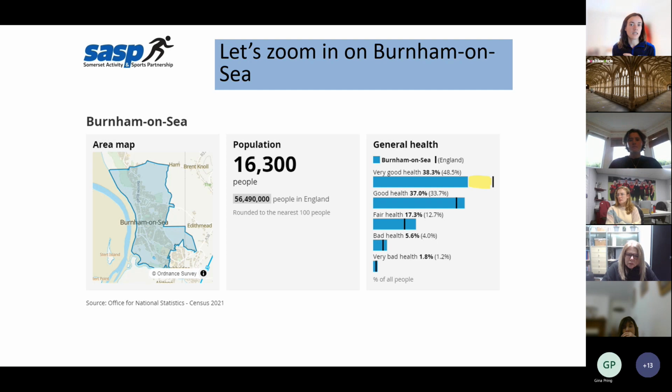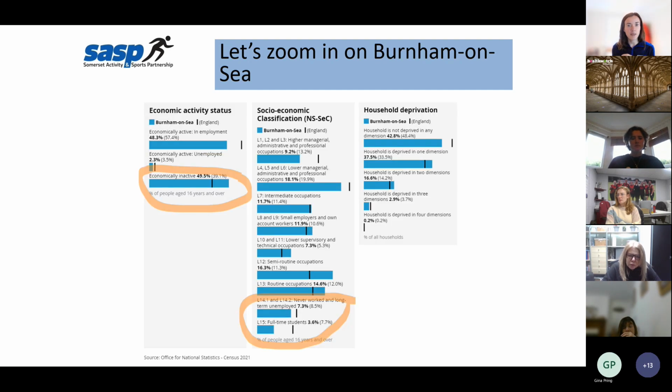Another interesting thing to think about is how that links in with other data for that area. And I'll just quickly look at that. So what could be going on in that area that leads to some of these health outcomes? So it could be related to economic activity status. So if you're economically active, you're either in a job or you're unemployed but actively seeking work. So what we see in Burnham-on-Sea is there's quite a high proportion of people who are economically inactive.